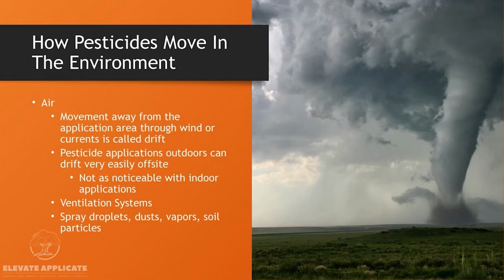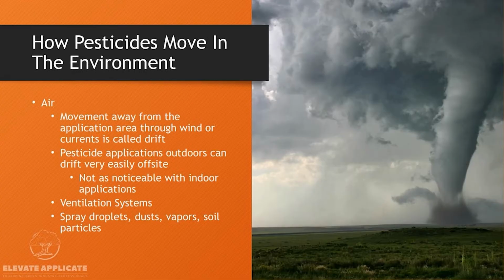So how do pesticides move in the environment? Well, they can move through air, which would be movement away from the application, through wind. Generally, it's called drift. Pesticide applications outdoors can drift very easily off-site. It's not as noticeable indoors, but it can happen. You might have ventilation systems that are moving spray around. And how we can reduce drift is through adjusting our spray droplets. Dust, vapor, soil particles, that's all ways that it can move around.